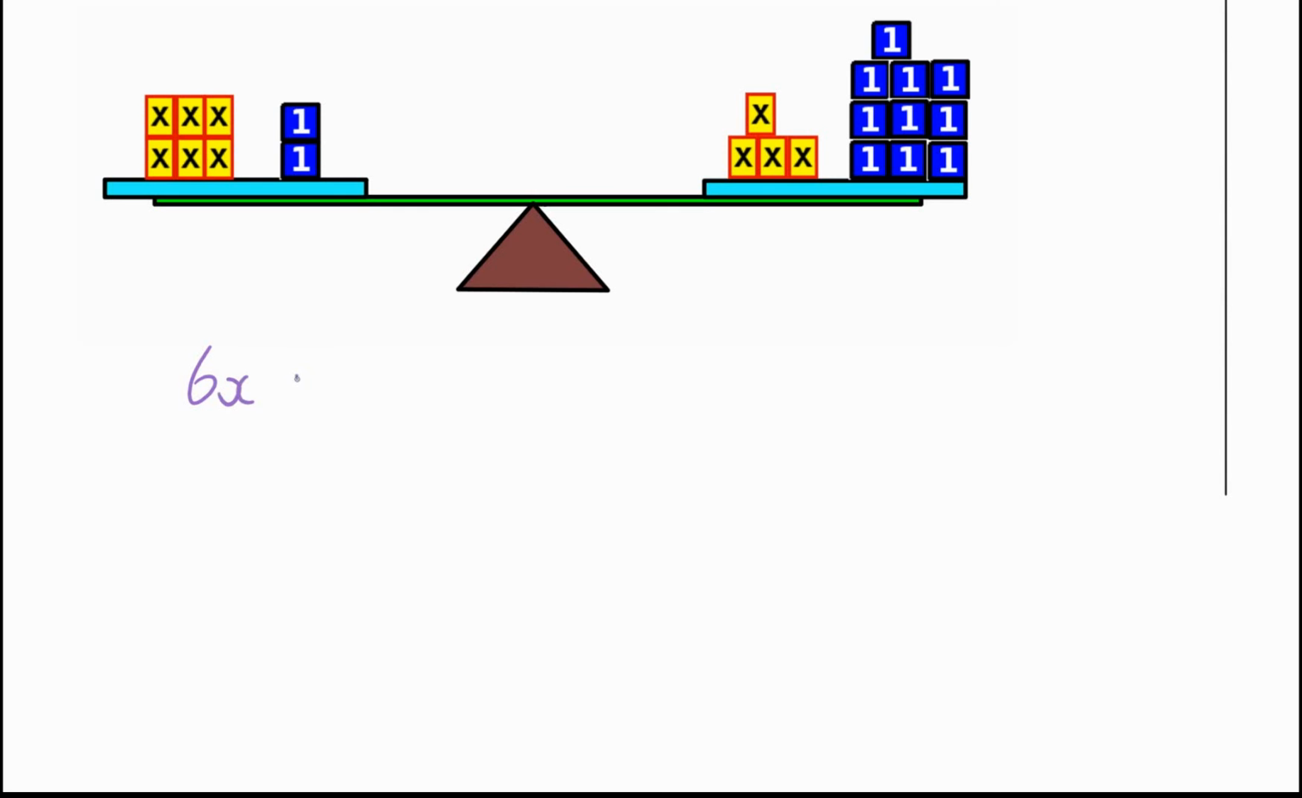I've got 6x plus 2 over here, and that's equal to 4x plus 10. What we want to do is move all my x's to one side and all my numbers to the other side. The way we go about doing that is, if I take away these 4x's, then to keep it balanced, to keep it equal, I must also take away these 4x's as well.